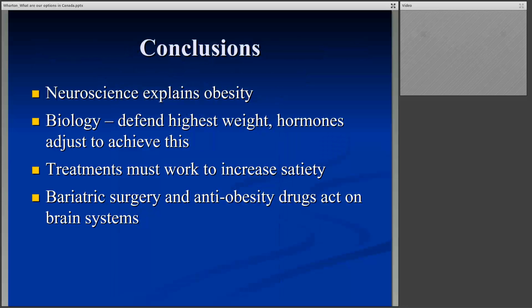In conclusion, I want to say that neuroscience is what explains weight. So understanding how the brain works and the hypothalamus works is a very important aspect. That's where the set point is, and that's where our biology is always trying to drive the weight back up. Our biology is to defend our highest weight, and hormones adjust to try to achieve this. Treatments must work to improve your feeling of fullness. So that's important. Bariatric surgery and anti-obesity drugs act on the brain neurochemical systems, and that's how they end up working.